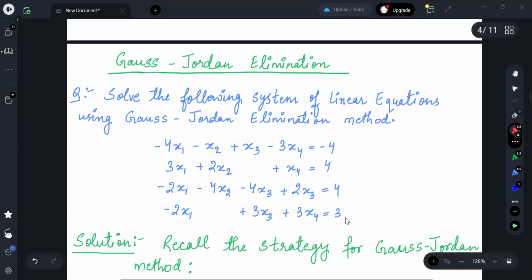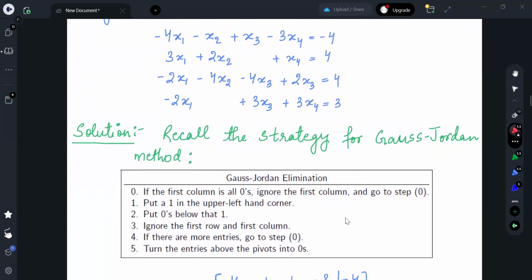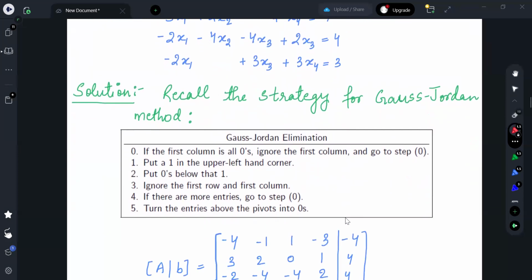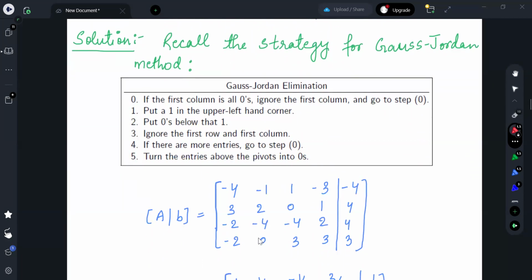So let's pick this question from your textbook and we'll recall the strategy for the Gauss-Jordan method first. The steps are the same as for the Gaussian elimination. But in this case, once you have a pivot entry, once you have a 1 in your pivot entry, you need to make everything below as well as above 0. So let's go through this question step by step. We'll follow this step. This is the most efficient algorithm that we'll be using throughout chapter 1.